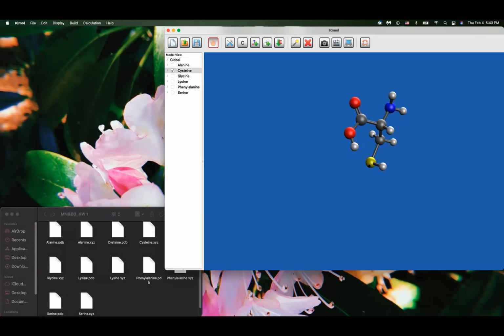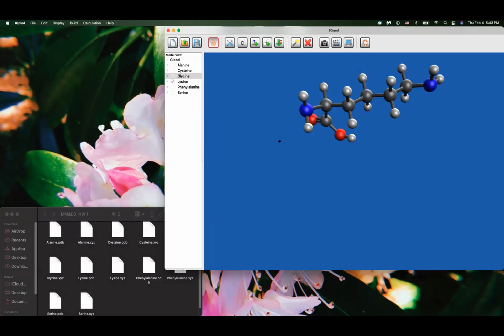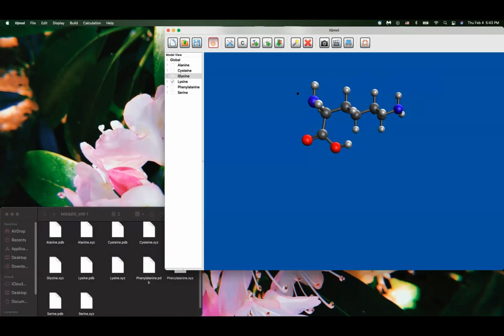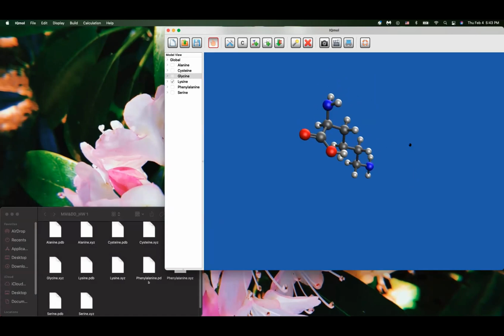The yellow ball right here shown is sulfur. The red is oxygen, the blue is nitrogen, and the black is carbon. And these two are the carbon alphas. Then I chose glycine. Next is lysine. And once again, these two are the carbon alphas.